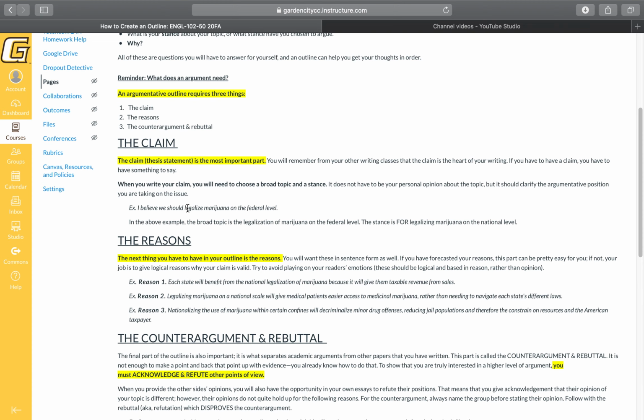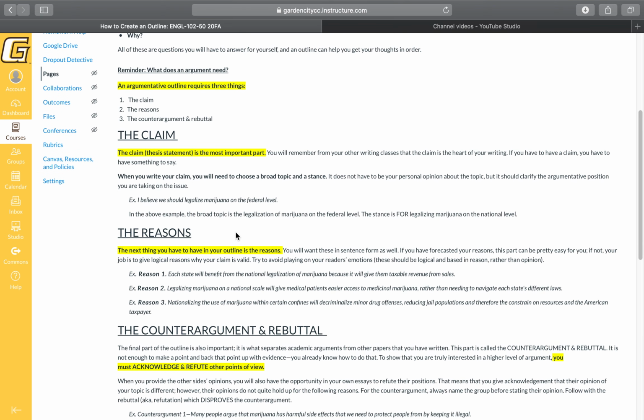It's feasible. So it's something that has specific details as to how we're going to do this. You're talking about legalizing it on the federal level, not the state level. And you're talking about the legal implications of marijuana, not any other decriminalization or whatever it might be. Again, this doesn't have to be something you personally believe. But it is the stance and the argument that you're making.